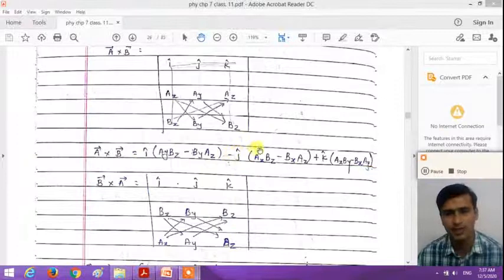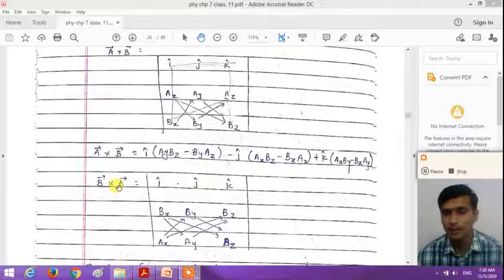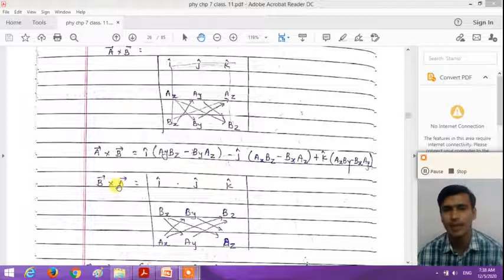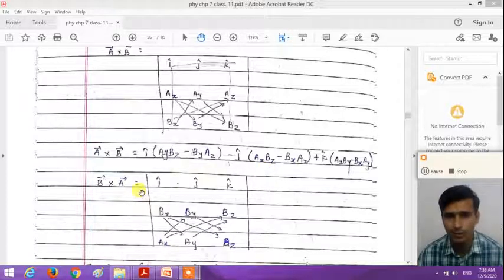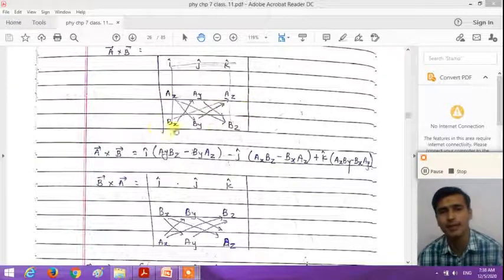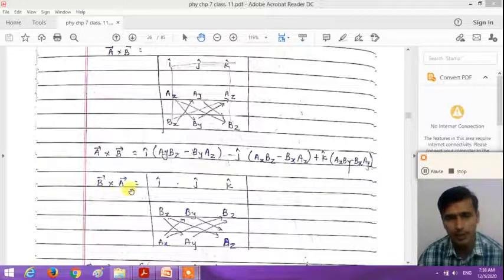Similarly, dear student, you can find B cross A. Remember that A cross B and B cross A are not the same, but the magnitudes of A cross B and B cross A are the same, only in the opposite direction. How do we find B cross A? Similar to A cross B, except that first we write the components of B and then the components of A. So make a determinant: B cross A is equal to i, j, k compulsory.